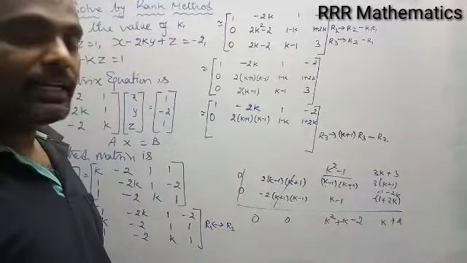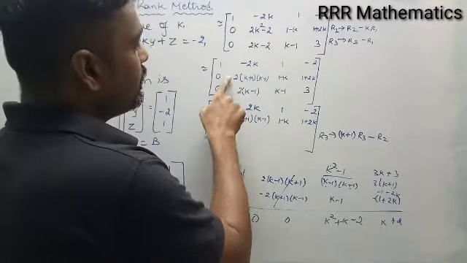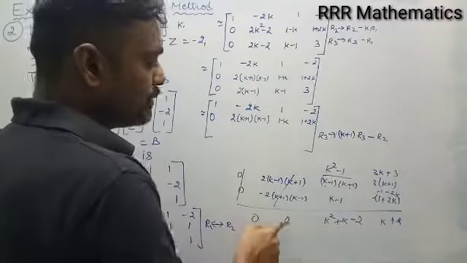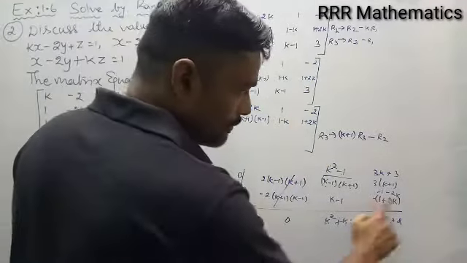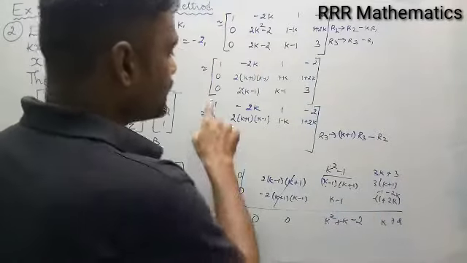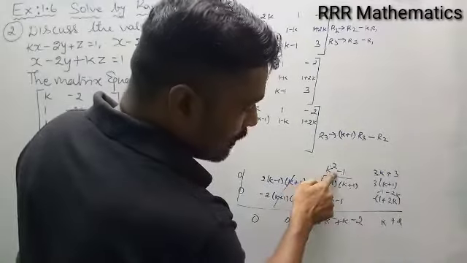Let me explain again. Very simple. I will multiply K plus 1 in R3. When you subtract, these two will be same. It gives 0. So, I multiply K plus 1 in R3. See, I did. Okay. Next, I will subtract. This gives 0, this gives 0. When you multiply these two, it will be K square minus 1.